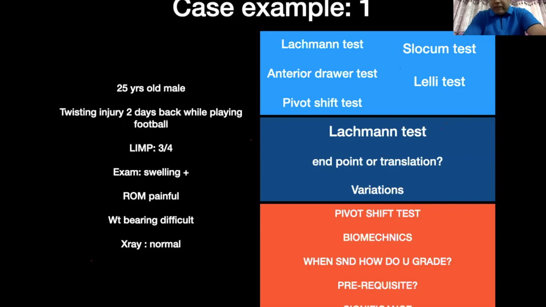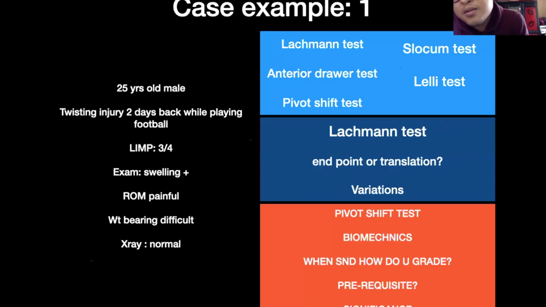So if I find a grade 3 pivot shift, then my plan is not only ACL reconstruction, I would also like to go ahead with the lateral extra-articular tenodesis in those cases. If it is just anterior-posterior translation, Lachman is there, pivot is maybe 1 or 2, then I might just go ahead with the ACL reconstruction only.